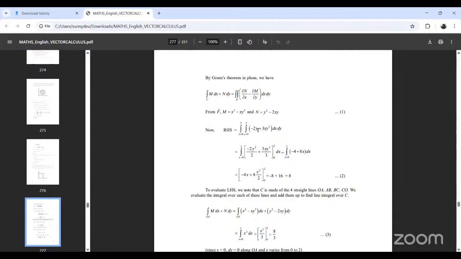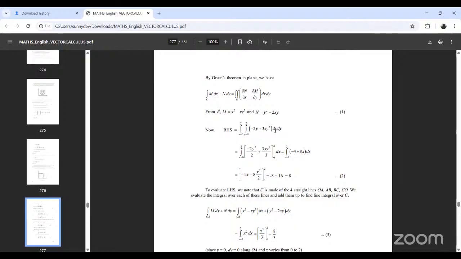So what is that? ∂N/∂x minus ∂M/∂y. Now we have to do the partial derivative with respect to x. Then we are getting 0 and minus 2xy, that gives minus 2y. Next, minus ∂M/∂y. Now we do the partial derivative with respect to y, so that becomes 3xy squared. Already the minus is there, so that becomes plus 3xy squared, dx dy.